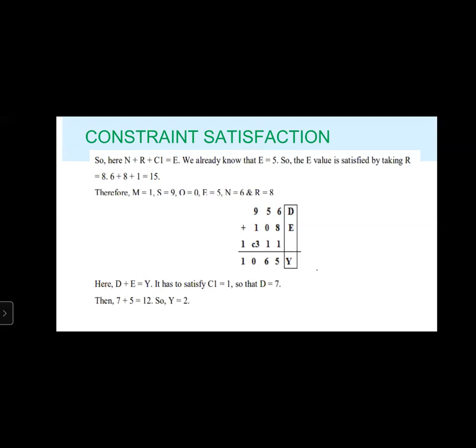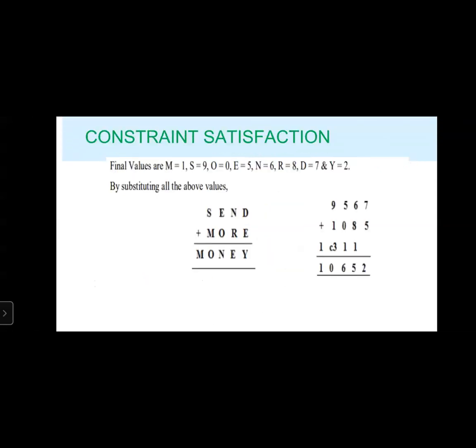Here, D plus E equal to Y has to satisfy C1 equal to 1, so that D equal to 7. Then 7 plus 5 equal to 12, so Y equal to 2. The final values are M equal to 1, S equal to 9, O equal to 0, E equal to 5, N equal to 6, R equal to 8, D equal to 7, and Y equal to 2. By substituting all the above values, SEND plus MORE equal to MONEY.